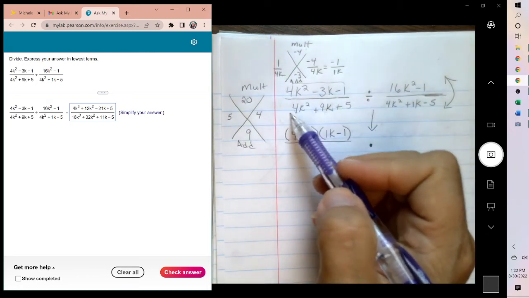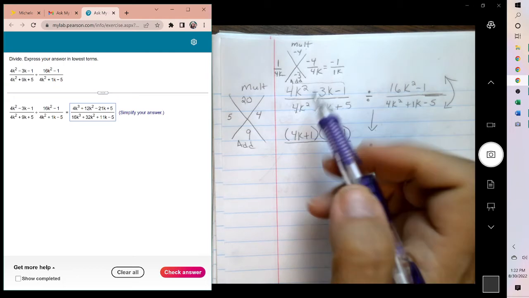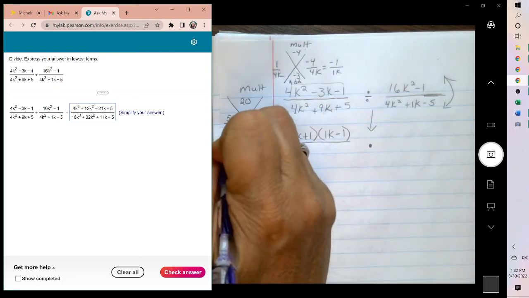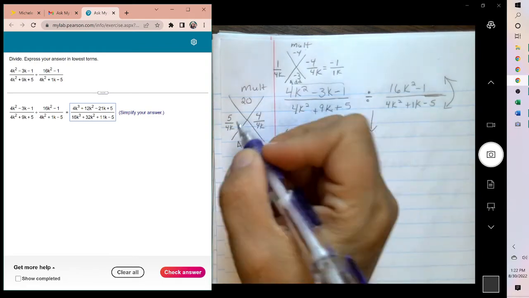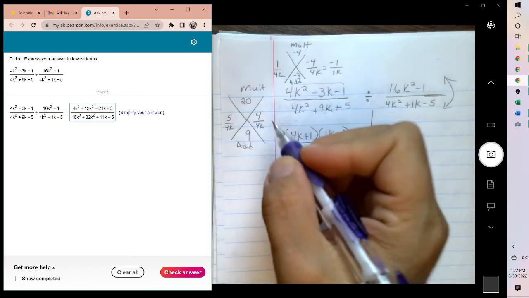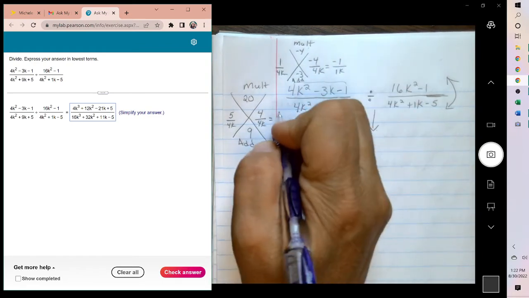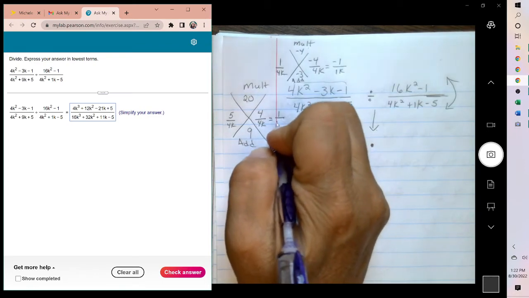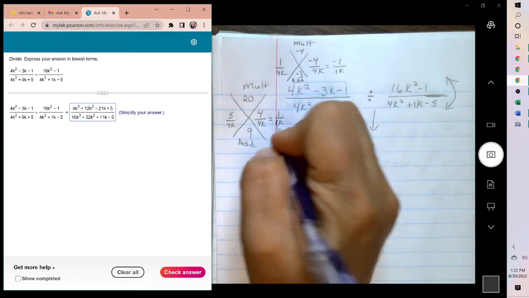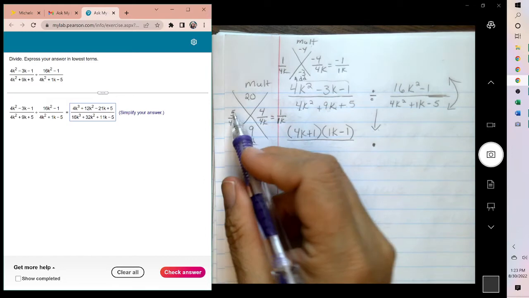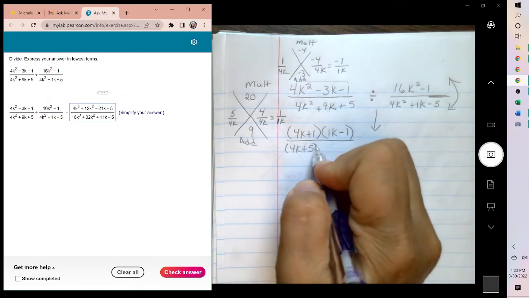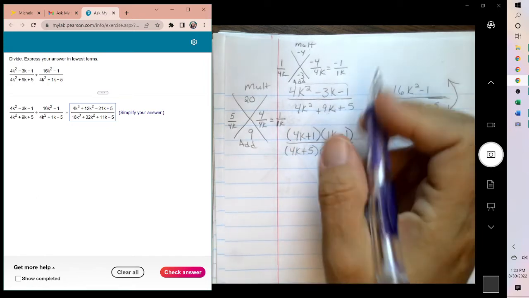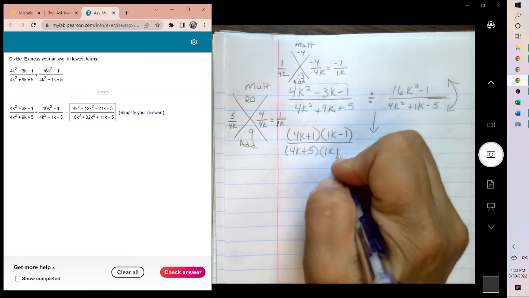Again, I multiplied this 4 in, so now I'm going to take it back out. This one will not reduce, but this one will. It'll reduce by 4 again. So I have 1 over 1k. This one is 4k plus 5, and this one is 1k plus 1.